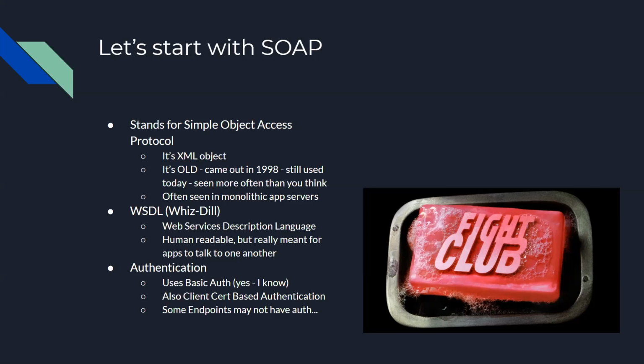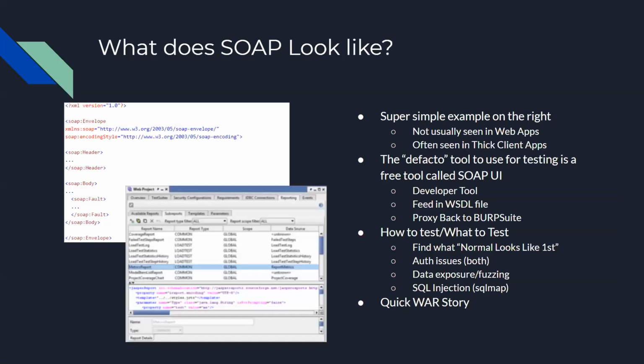So what does it look like? Over on the left-hand side, you're going to see what really is a fundamentally simple SOAP object. You're going to have a SOAP envelope, a SOAP header and a SOAP body. It's not that complicated, not that elaborate. But the important thing to recognize is that when you see that, you've got to be thinking, okay, what can I do? What can I go after now? You're going to see it a lot more in thick client applications. You will see it in some mobile apps, but not a lot.